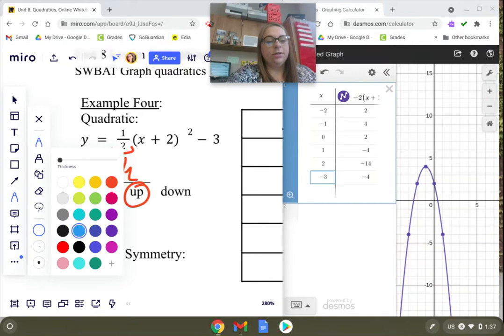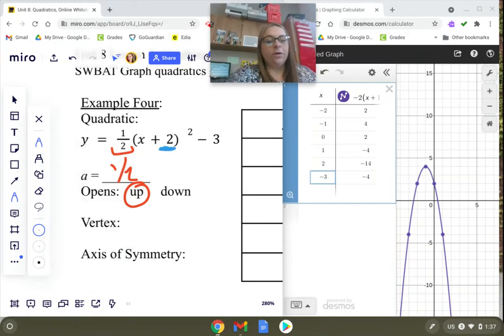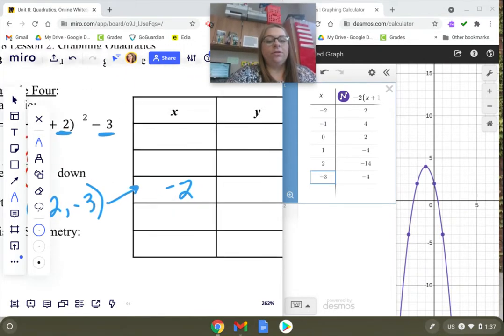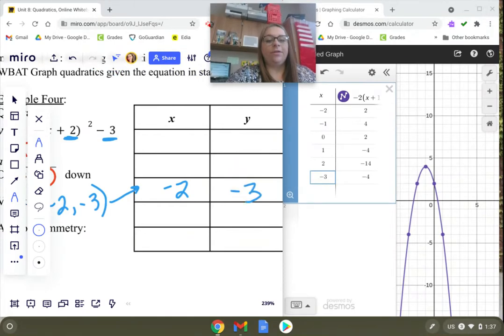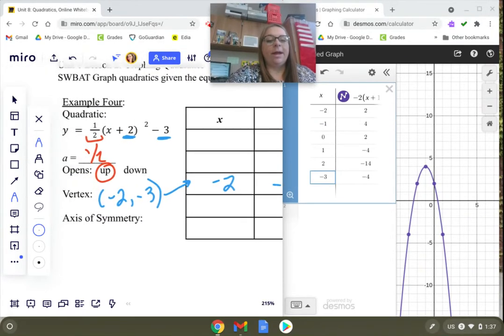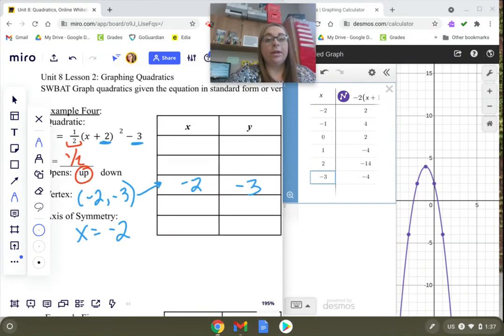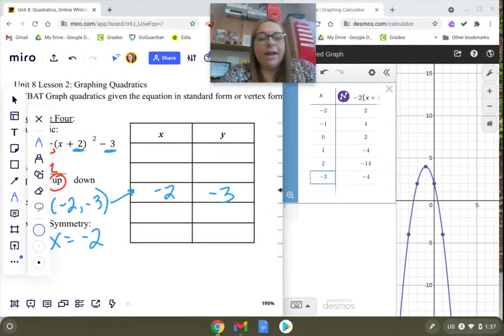My vertex. So again, flip the first one, keep the second the same. So negative 2, negative 3. And pop that in the middle. Okay, so from there, my axis of symmetry is just x equals whatever that x value is. So x equals negative 2. And let's fill out that table.